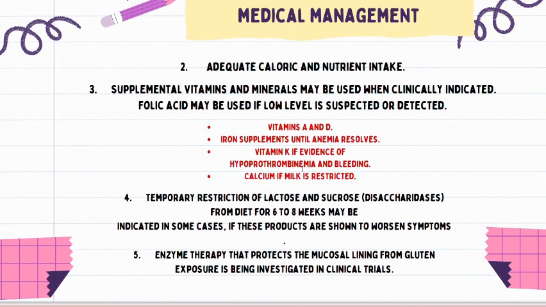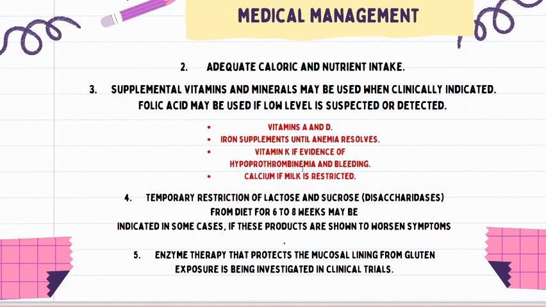Second, medical management: adequate caloric and nutrient intake. Supplemental vitamins and minerals may be used when clinically indicated. Folic acid may be used if a low level is suspected or detected. Vitamins A and D, iron supplements until anemia resolves, vitamin K if there is evidence of hypoproteinemia and bleeding, and calcium if milk is restricted.